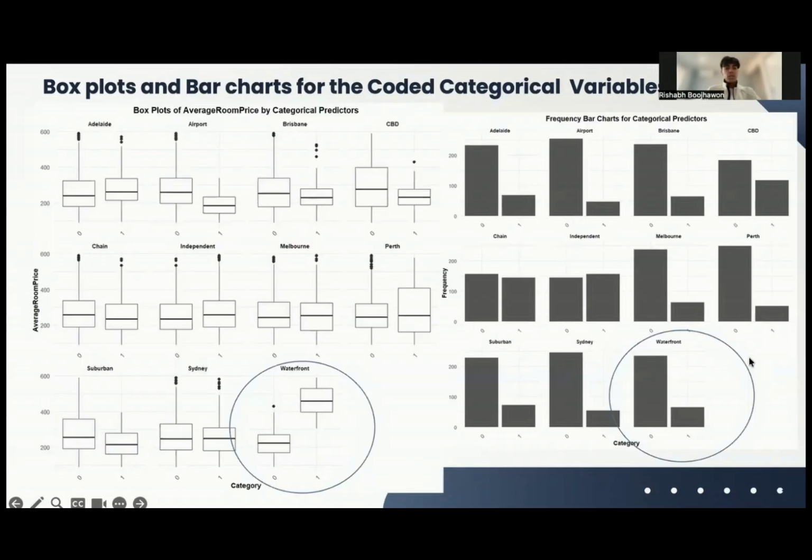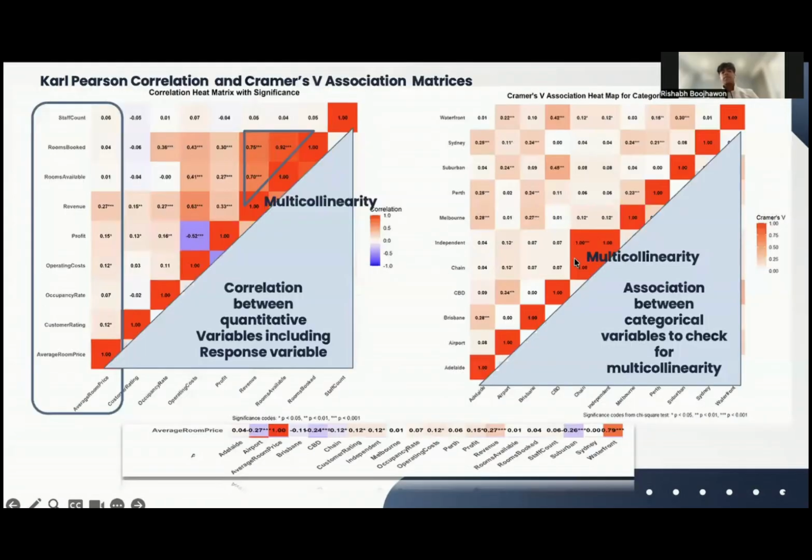Interestingly, we constructed the box plots and the bar charts for average room price against each coded categorical variable with level 0 or 1. As an illustration, there is a clear-cut demarcation of the average room price between hotels found in waterfront region or not. At the same time, the bar chart highlights that we have fewer hotels in the waterfront region. Waterfront could be an important driver for average room price in our multiple linear regression model.